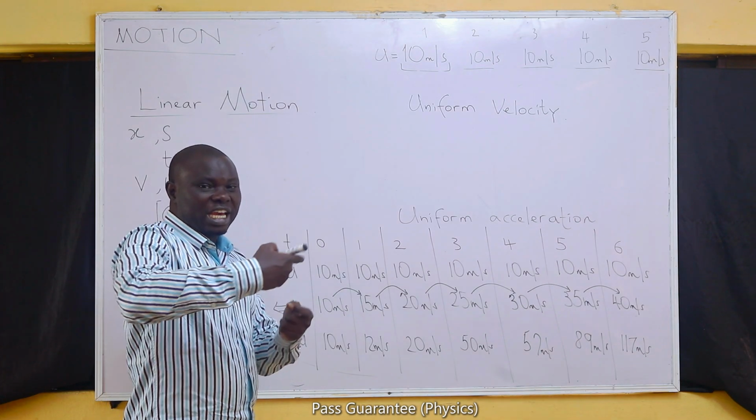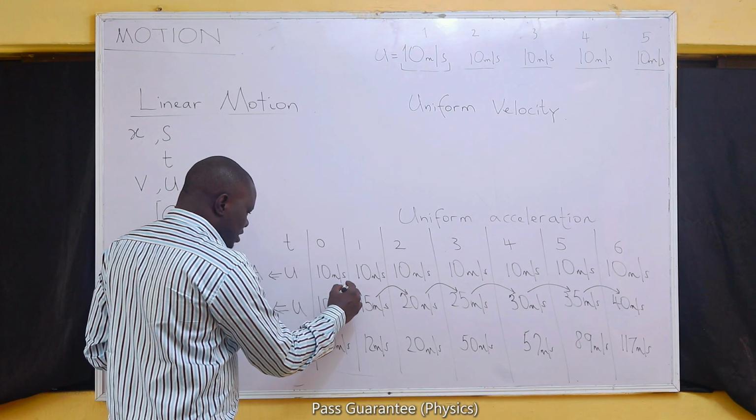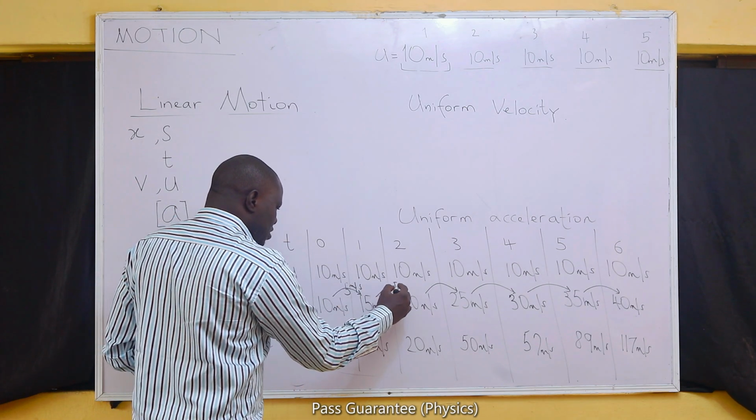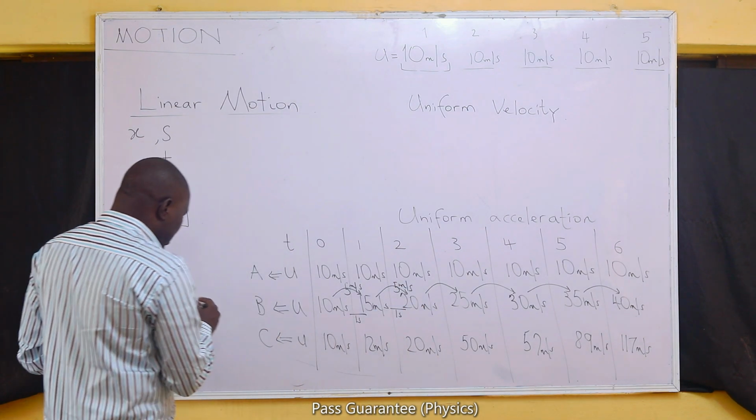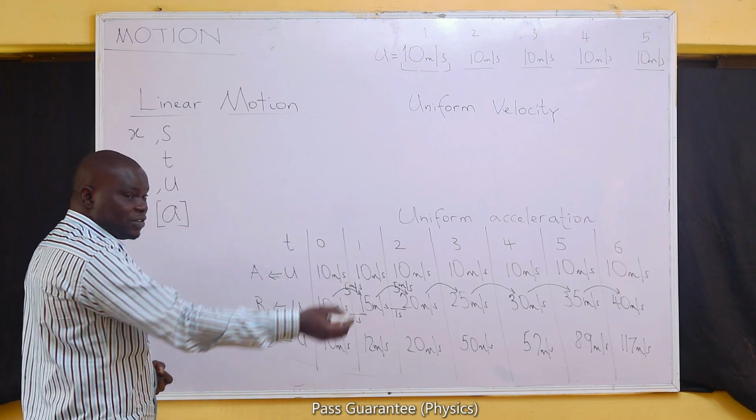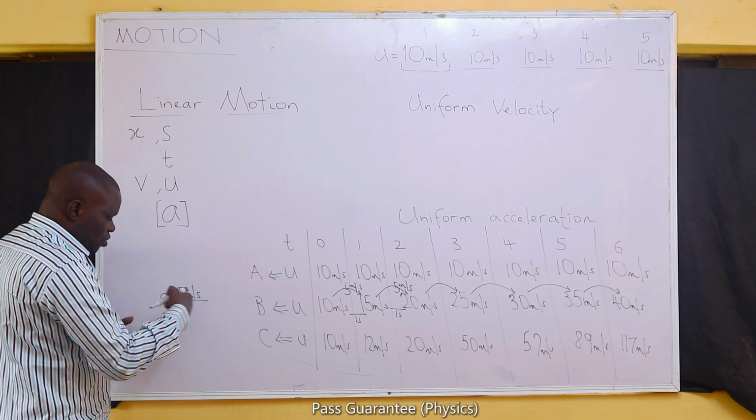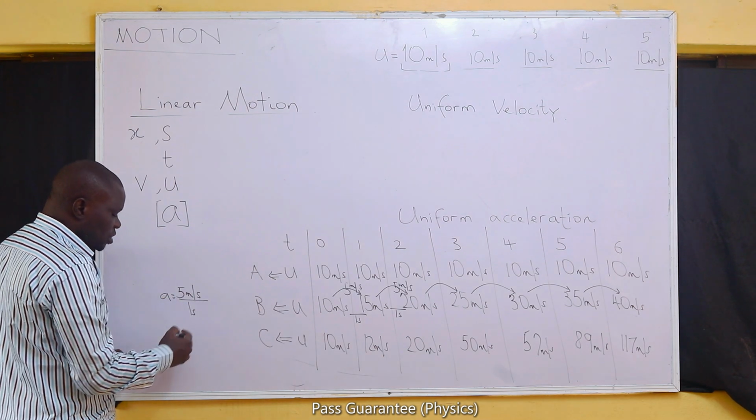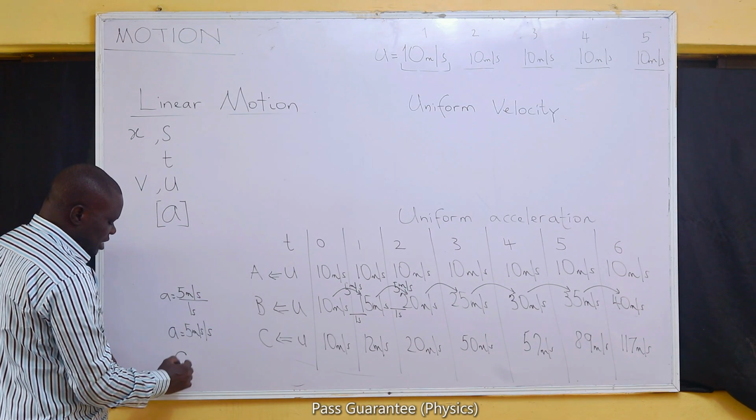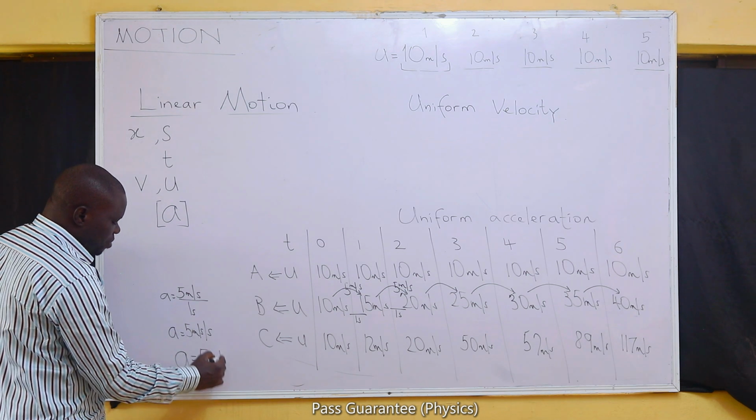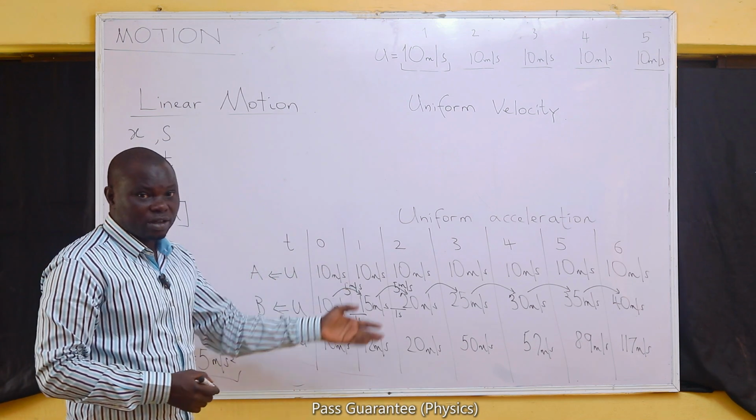Since acceleration is the rate of increase in velocity with time, while the velocity is increasing by 5 meters per second every 1 second, how is the velocity changing? It's changing by 5 meters per second. What's the time through which this change is observed? Every 1 second. So the acceleration is 5 meters per second squared.